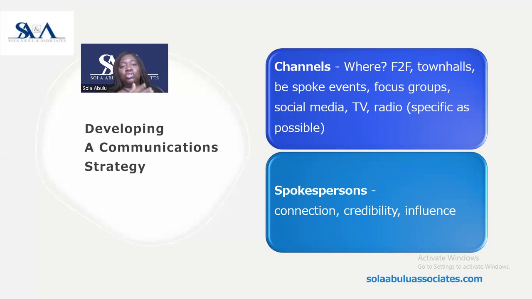There are several other ways in which you can achieve the same purpose, but it all depends on what your audience research brings for you. So don't go social media if your audience research shows that your audience is not on social media.